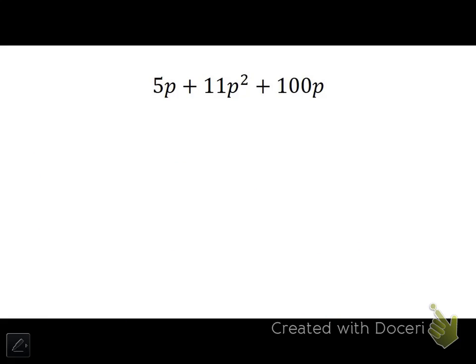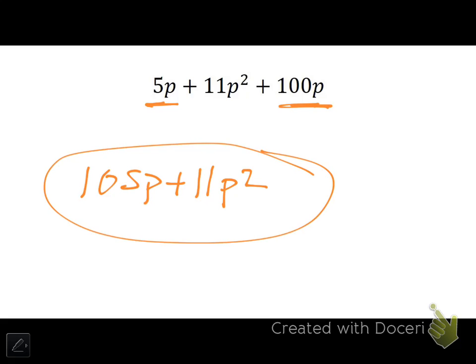Okay, we want to combine like terms. So these don't have squared, so we can combine them, so we get 105p plus 11p squared. Boom. Okay, we can't combine those because the p squared isn't a like term with p.